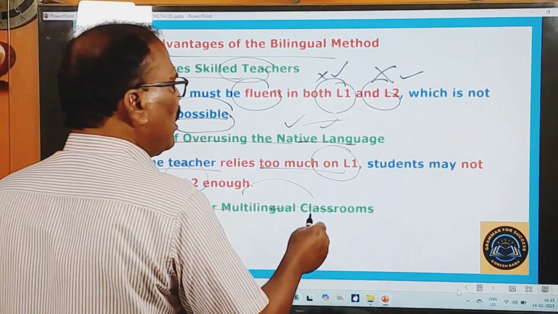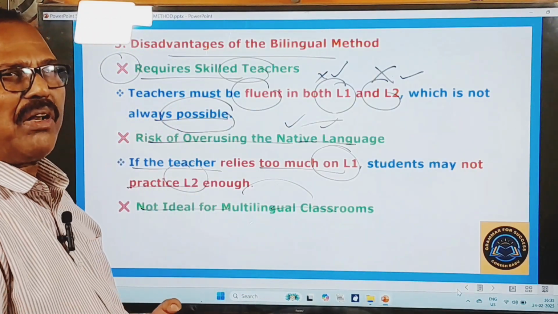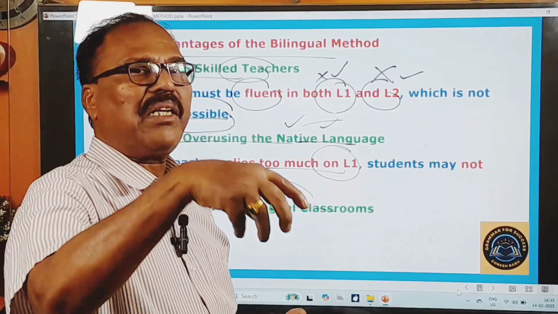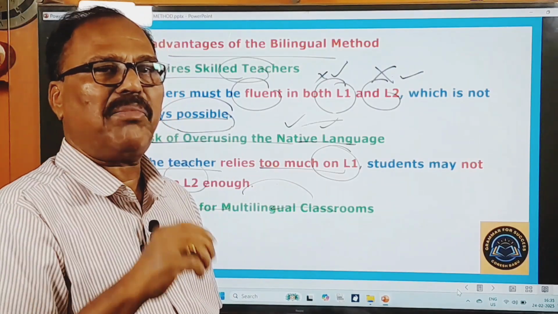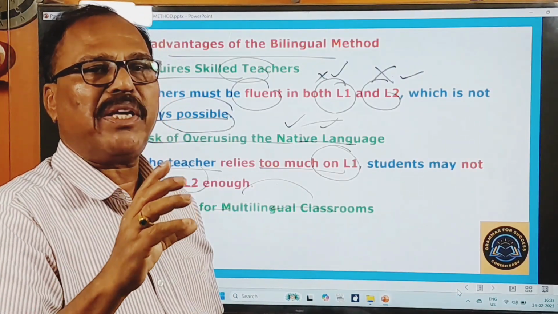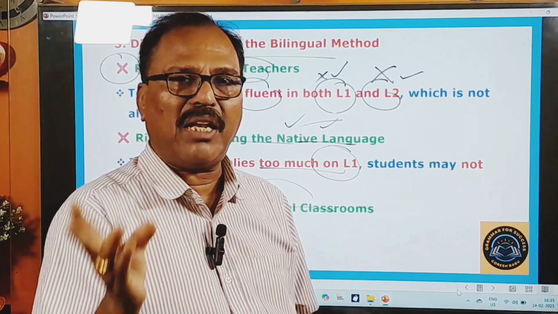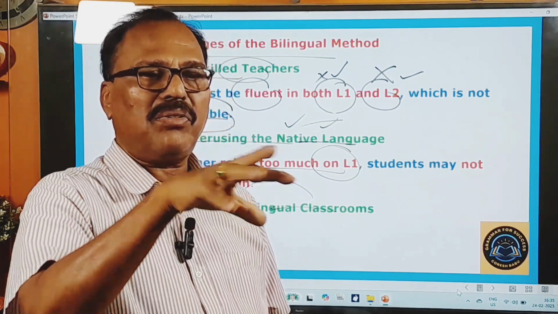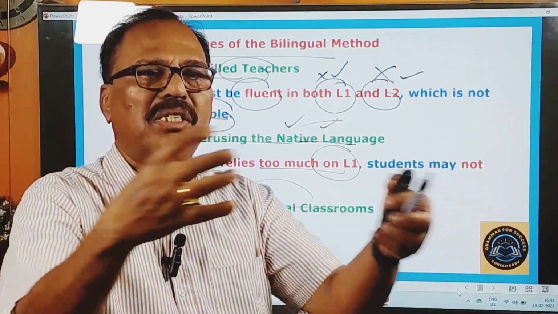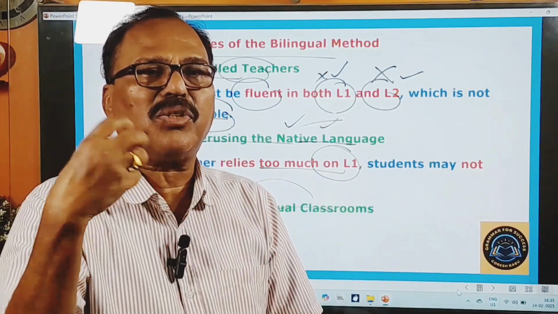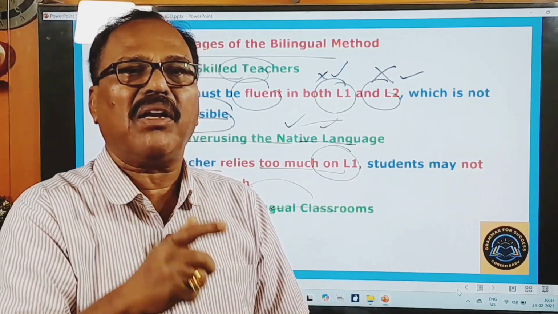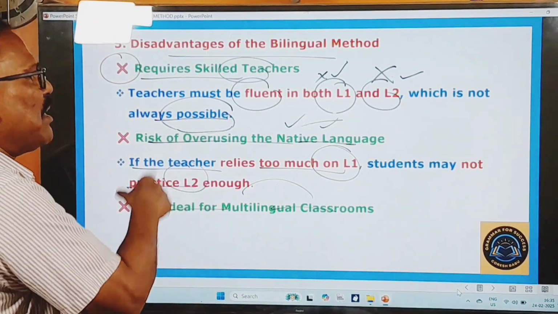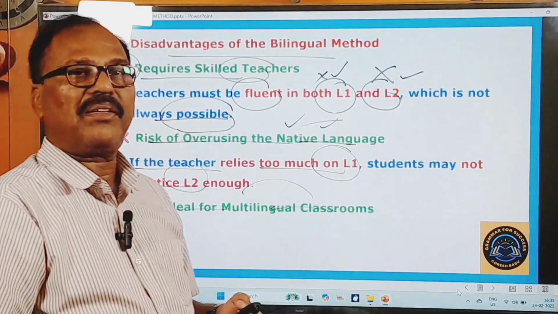So don't think that there are only monolingual students in the classroom. Sometimes there may be multilingual students. Multilingual means students speaking Urdu, Telugu, Marathi, and Hindi. When all these students come together, that classroom is called a multilingual classroom. So in the multilingual classroom, what happens? This method cannot be adopted successfully.